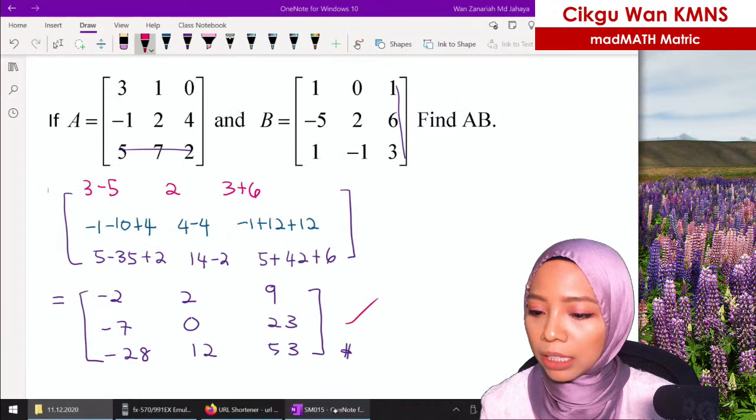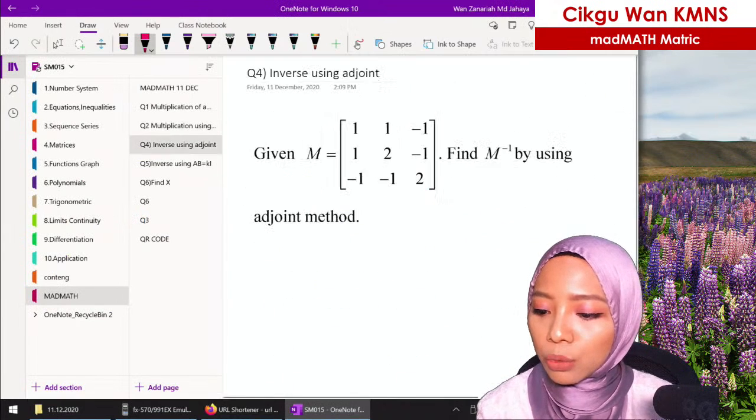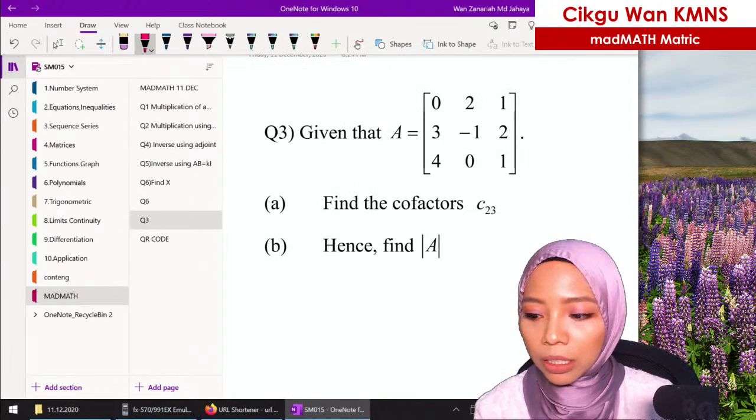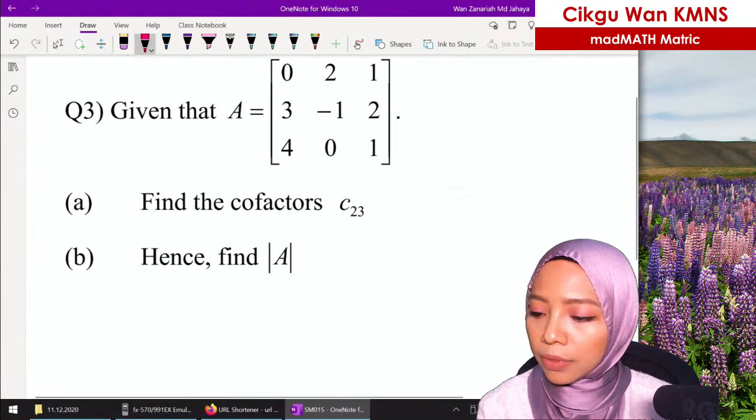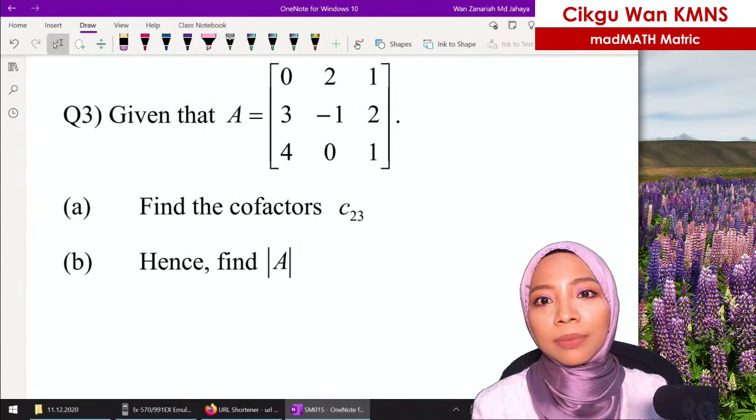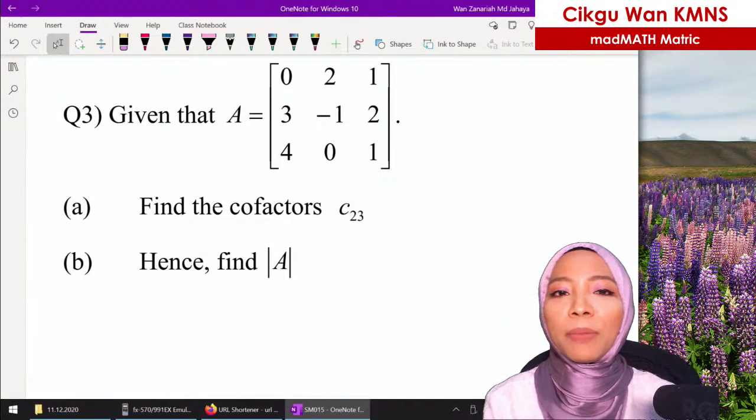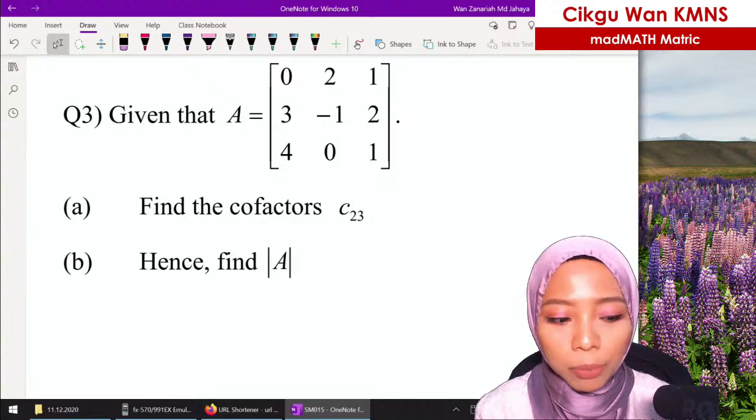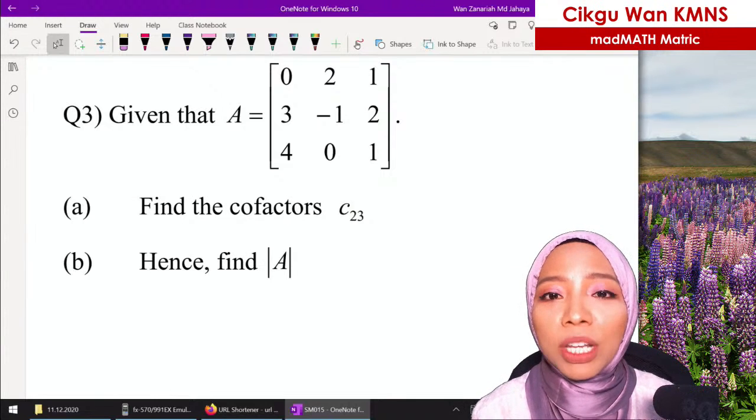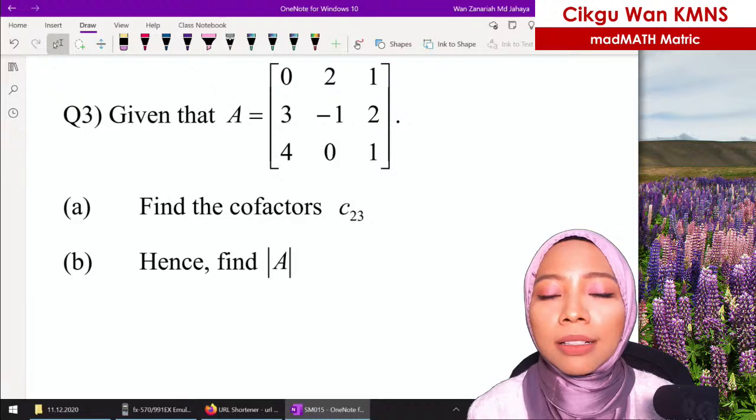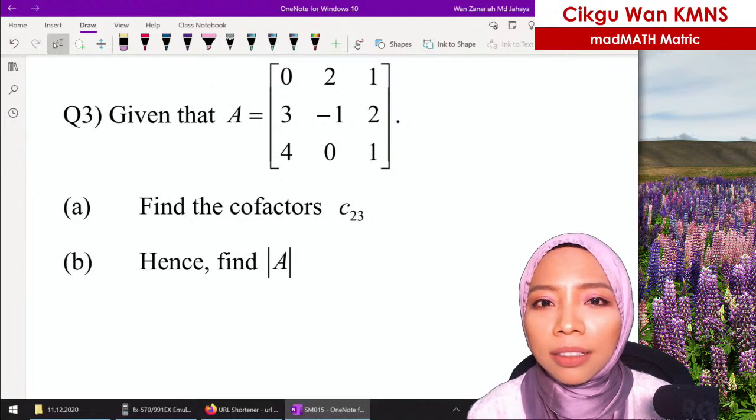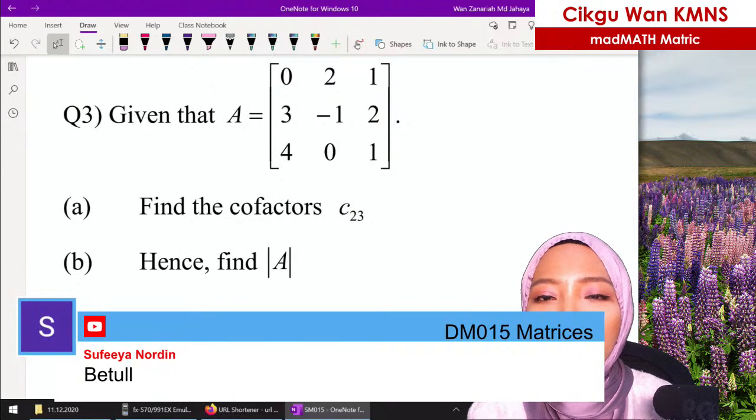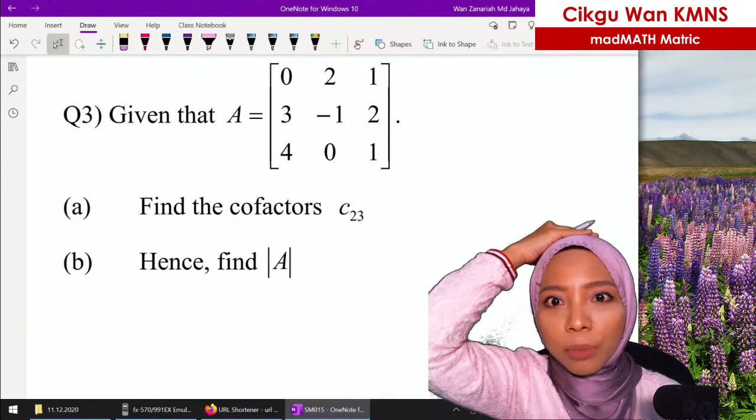Okay, so mari kita continue dengan yang seterusnya iaitu question 3. Okay, question 3. Okay, apa komen yang terkini? Mari cikgu tengok. Cikgu tak nampak komen-komen yang terkini. Boleh ke tidak? Boleh cikgu teruskan? Kalau boleh cakap boleh. Boleh cakap boleh. Okay, boleh. Nur Azizah Jasman kata boleh.